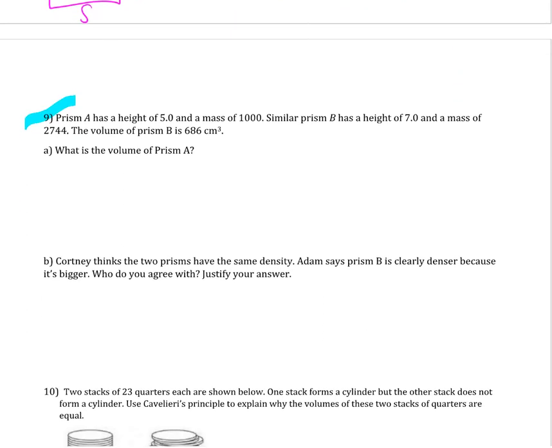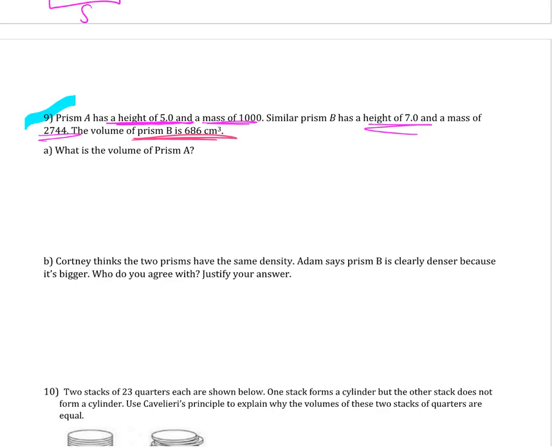All right, prism A has a height of 5 and a mass of 1,000. Similar prism B has a height of 7 and a mass of 2,744. So height of 5, mass. Height of 7, mass. They also then gave me a volume, which is 686. That's of prism B. I want the volume of prism A.